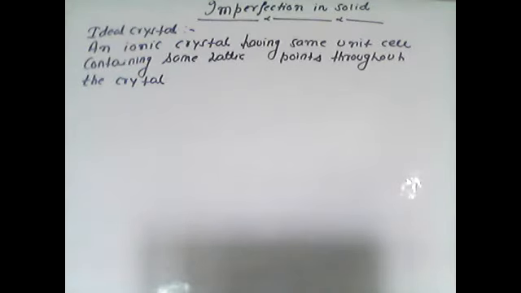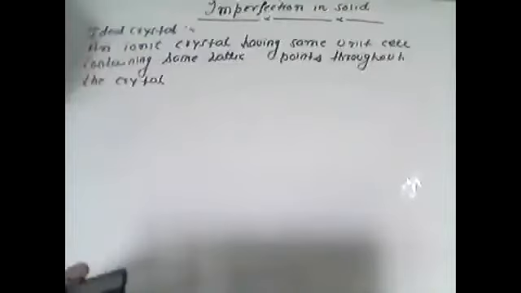Suppose all of you are present in a morning assembly, and all of you are standing in straight lines, with no one missing from the line, and there is a regular three-dimensional order. That we call an ideal crystal, an ideal solid. Now suppose this is the ideal one.